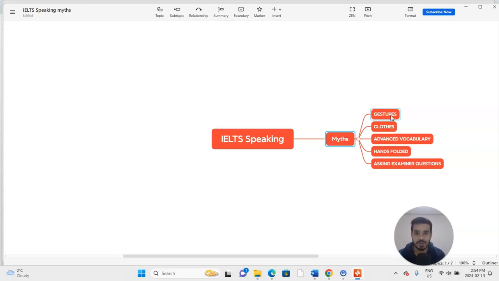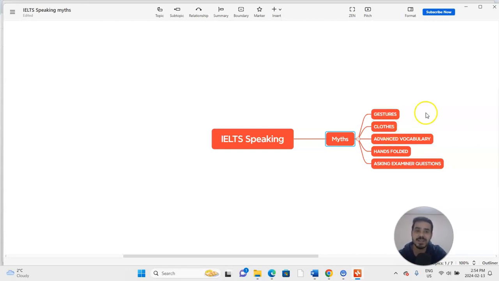No, it is not going to happen. Please, using gestures, it means your hand movements, is a very common part of your day-to-day communication. It comes naturally, but yes, your gestures should not be too loud. It should not be aggressive. So once you're using normal gestures, it is totally acceptable.